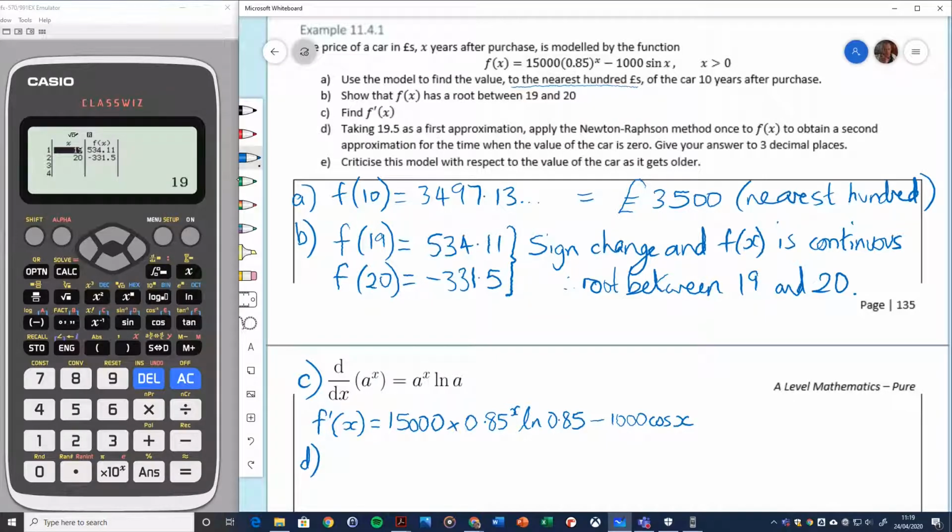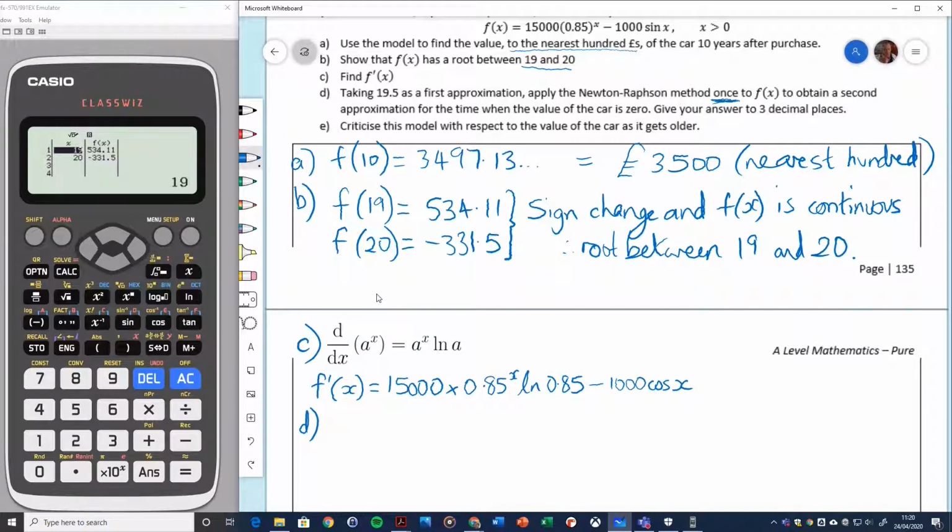Part D, using 19.5 as a first approximation, apply Newton-Raphson once. Make sure you read the question carefully. You don't want to do it more often than you need to. So just once, to obtain a second approximation for the time when the value of the car is 0. Remember, we determined that the value of the car is 0 according to this model somewhere between 19 and 20. So using 19.5 as a first guess, we're now going to apply Newton-Raphson to get what should be a more accurate approximation. Give your answer to 3dp.